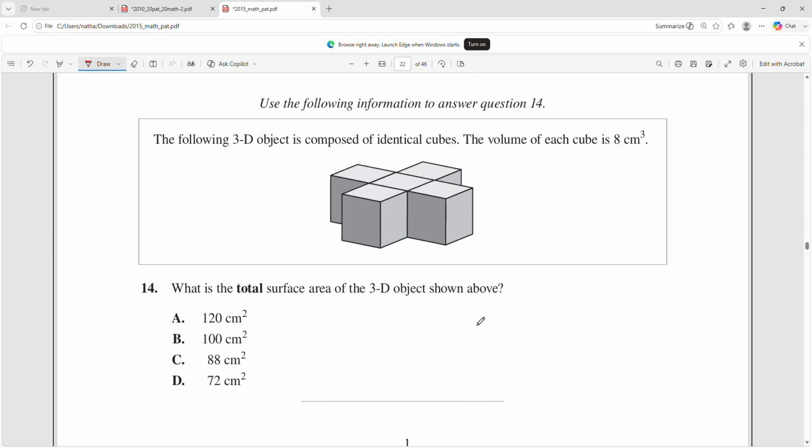Okay, we've done this question a few times, but I'll do this once more just because in theory it's an easy question, but it takes some thinking. So they told us the volume of each cube is 8 centimeters cubed. So here I have a cube.